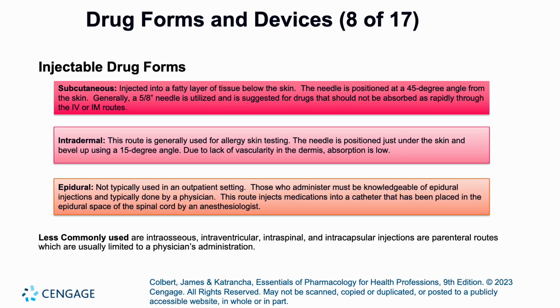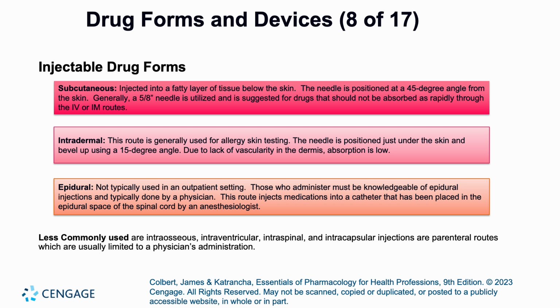Injectable drug forms. Subcutaneous is an injectable drug form, and it is injected into a fatty layer of tissue below the skin. So sub, below, cutaneous, skin. The needle is positioned at a 45-degree angle from the skin, and generally a 5/8 inch needle is utilized and is suggested for drugs that should not be absorbed as rapidly through the IV or IM routes. So IV and IM, which we're going to talk about next, those both absorb more rapidly.